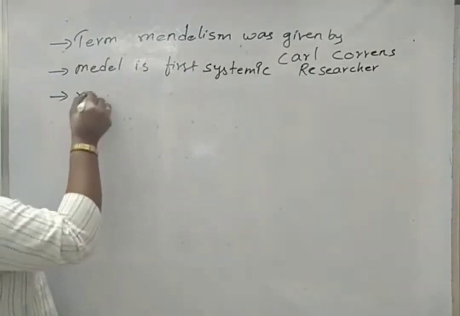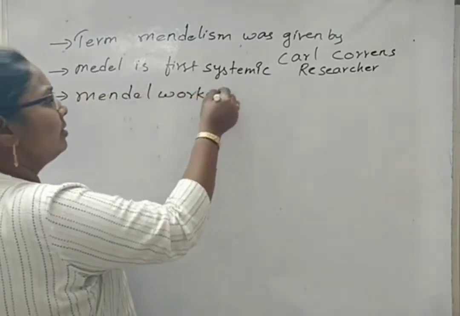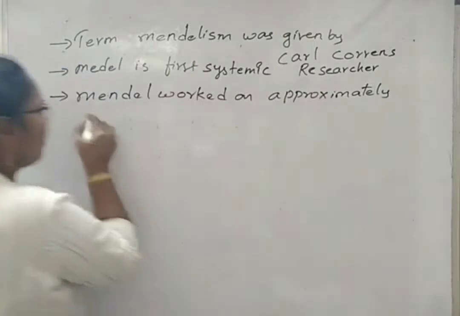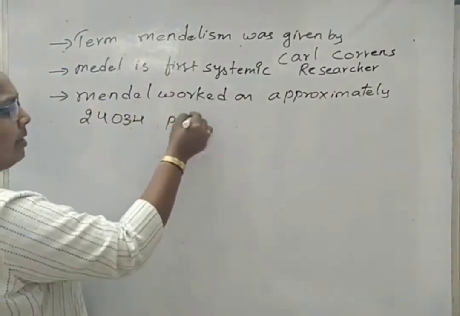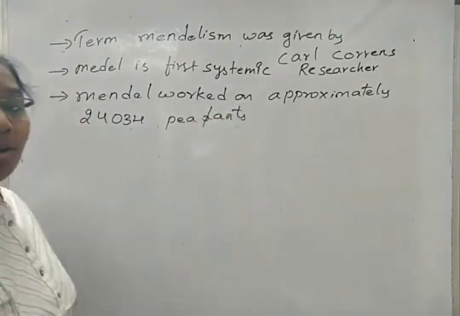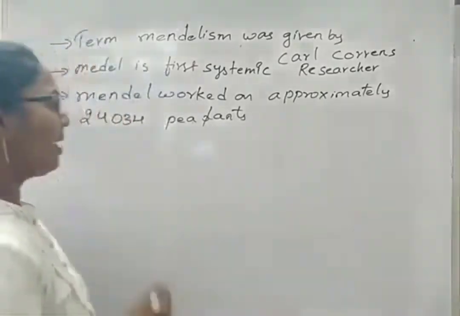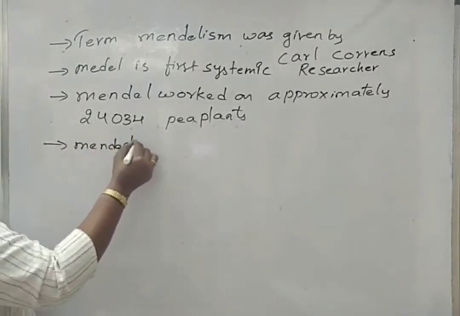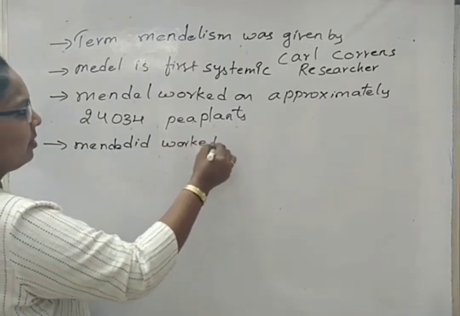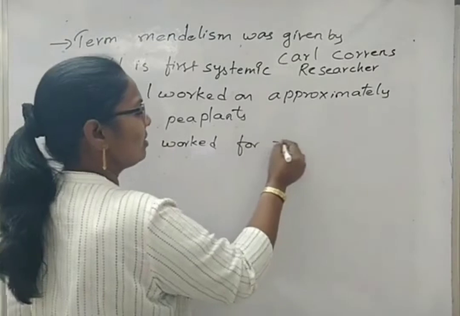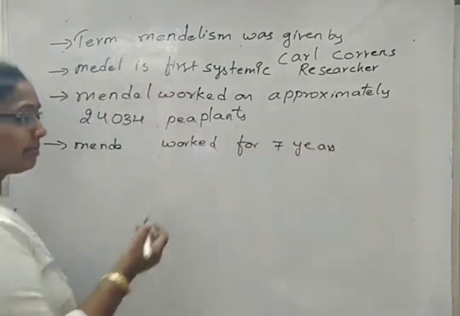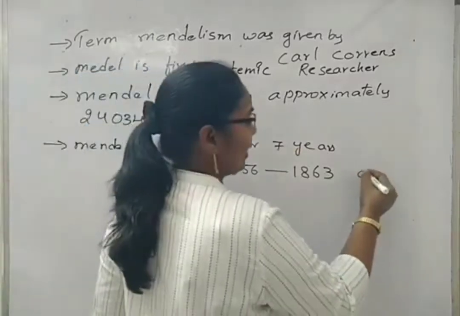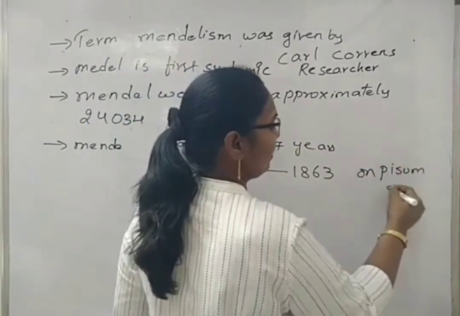Now, Mendel worked on approximately 24,034 pea plants. And for how many years did Mendel conduct his work on pea plants? Mendel worked for 7 years on pea plants, between 1856 and 1863. And the scientific name of the pea plant is Pisum sativum.